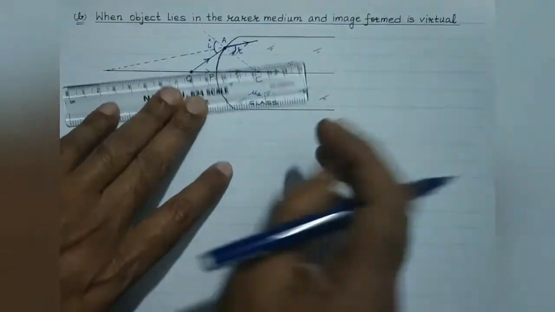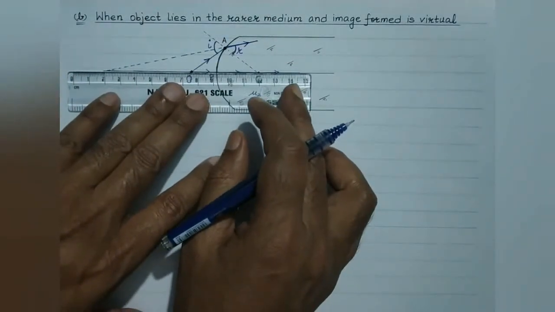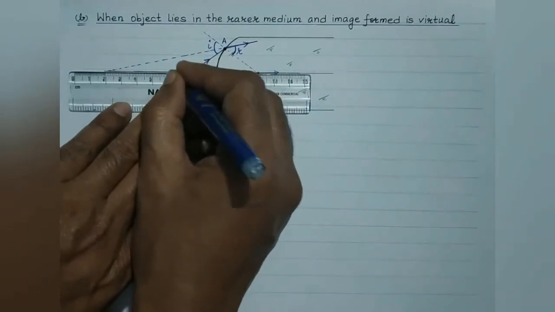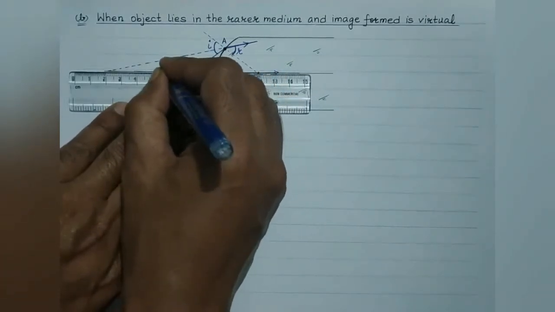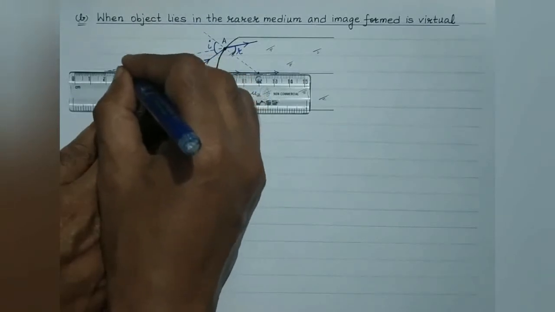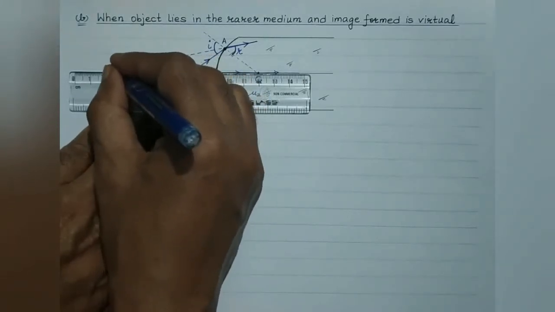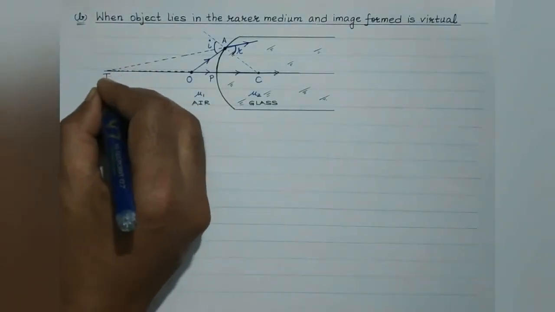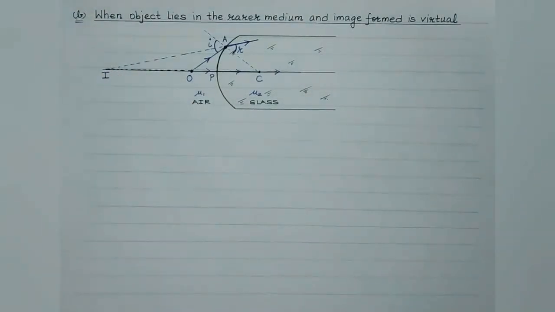And also students, this is another ray which we are producing in the backward direction from the object, so it has to be represented by a dotted line. The intersection of two dotted lines will represent the formation of the virtual image. So this is where the virtual image I will be formed. Clear? So this is the appropriate ray diagram.